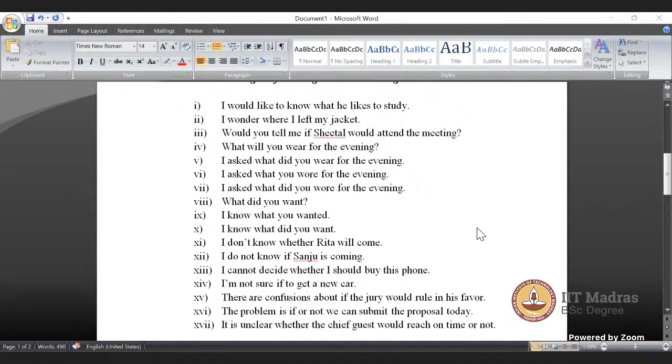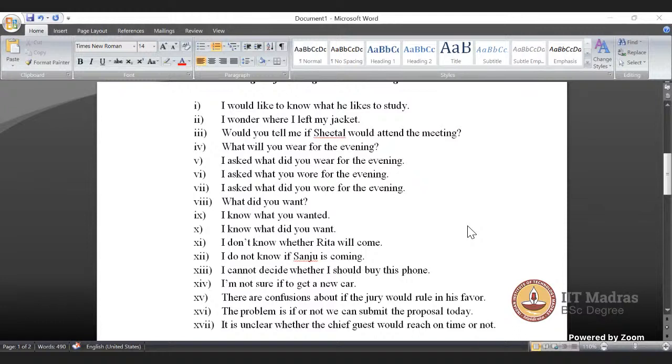I cannot decide whether I should buy this phone. It's a grammatical sentence. So whether I should buy this phone is your clause part, which occupies the object position of the transitive verb. So grammatical, no problem.